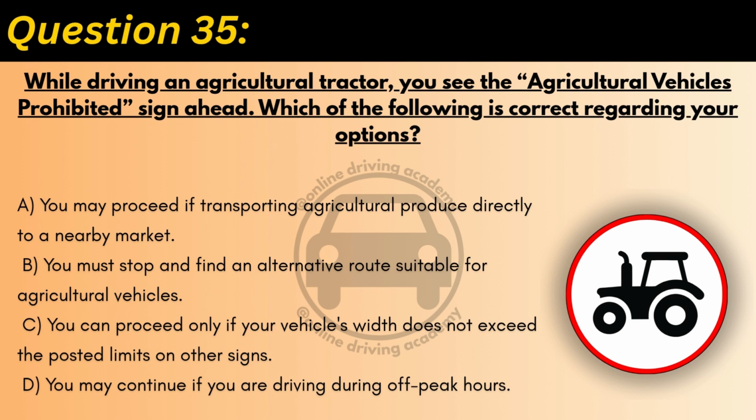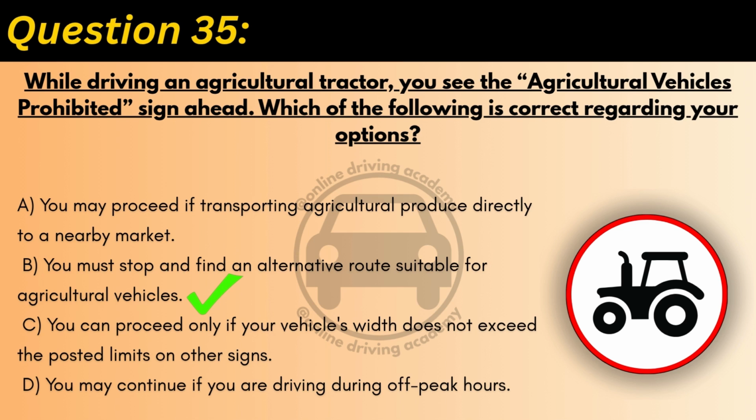Question 35. While driving an agricultural tractor, you see the agricultural vehicle's prohibited sign ahead. Which of the following is correct regarding your options? Is it option A? You may proceed if transporting agricultural produce directly to a nearby market. Is it option B? You must stop and find an alternative route suitable for agricultural vehicles. Is it option C? You can proceed only if your vehicle's width does not exceed the posted limits on other signs. Or is your correct answer option D? You may continue if you are driving during off-peak hours. Now again, it's the same as the previous question.